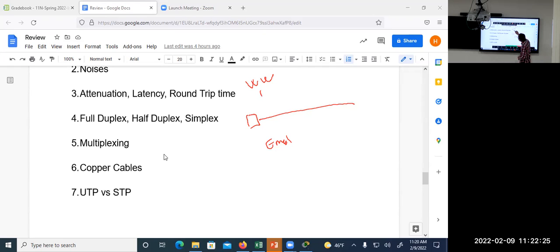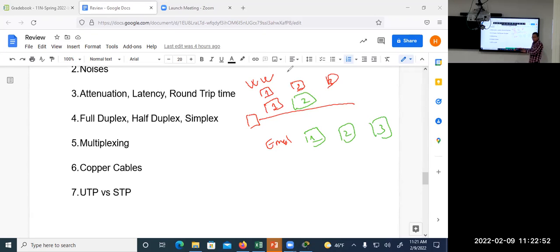So we can think about it this way. You break down the World Wide Web traffic into 1, 2, and 3, and the email you break down into 1, 2, and 3. Now use multiplexing to interleave them together. For the first one, you take number 1 from the World Wide Web, then the second one you take from the email, and so on. So by using multiplexing, you can handle multiple traffic at the same time, right?